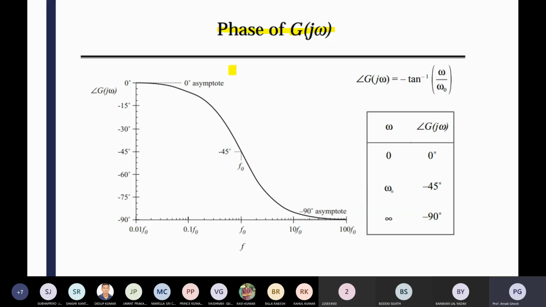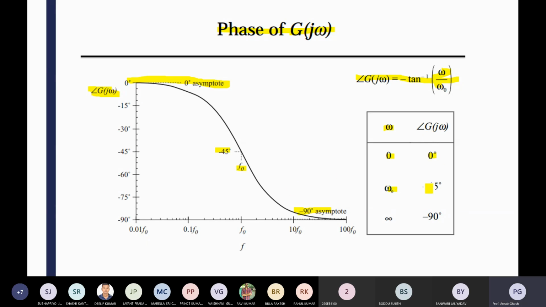Then phase of G(j omega), so it is your zero asymptote. Okay, so angle of G(j omega), and you can see that 0, then it is coming minus 45 at f0. Okay, in the middle of that 0 and minus 90 for a pole. You can see over here. Angle G(j omega) equal to minus tan inverse omega by omega 0, and now we are changing the value of omega. You have to calculate for omega equal to 0. So what is that angle? Omega equal to 0 means tan inverse 0, which is 0 degree. Okay, it is coming here 0 degree.